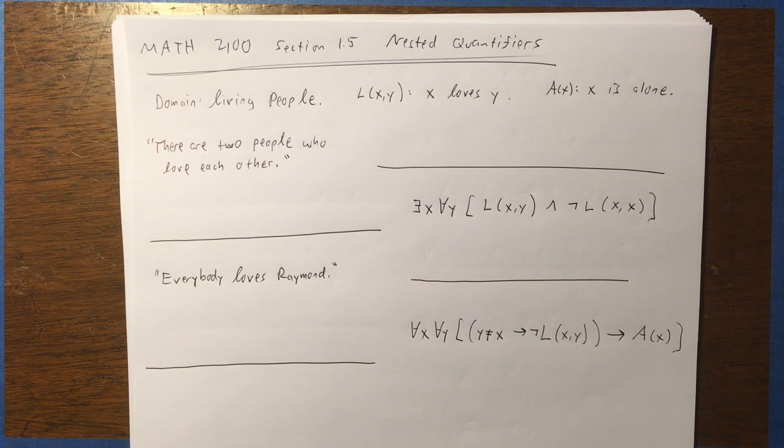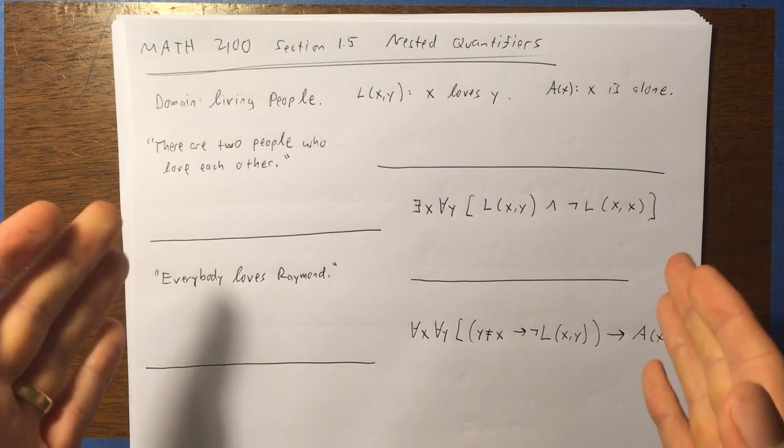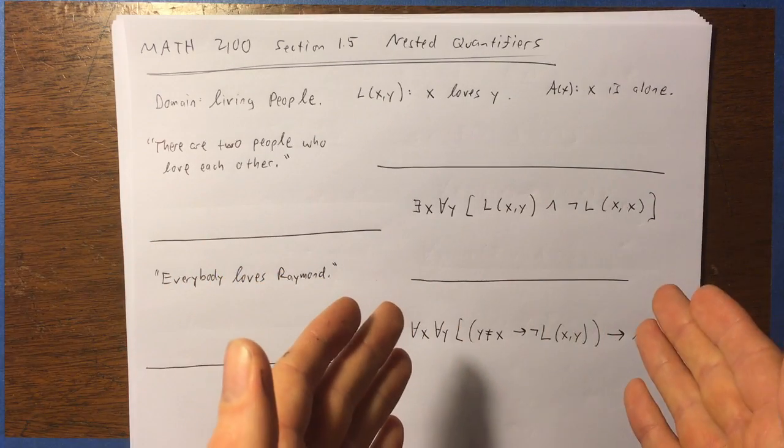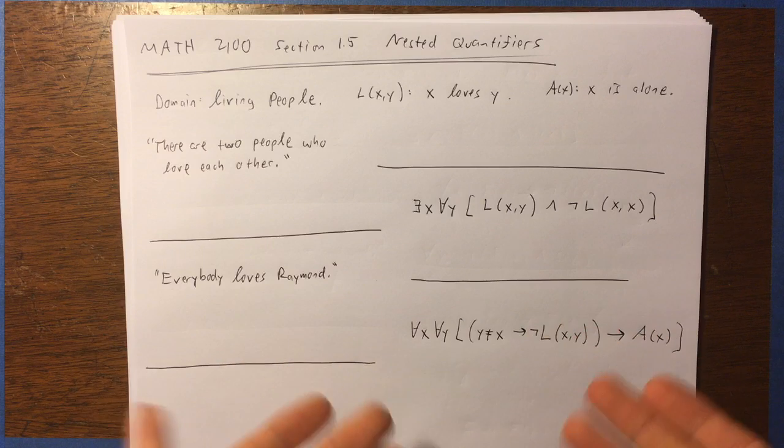All right, so in section 1.5, we introduced the idea of nested quantifiers. This would be where you introduce a variable and then it has a scope. And then within that scope, you introduce a second variable and it has a scope. And then you say some things that involve potentially both variables.